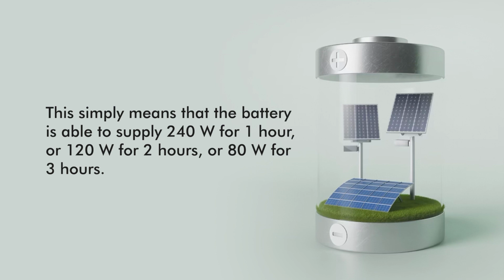This simply means the battery is able to supply 240 watt for 1 hour, or you can say 120 watt for 2 hours, or you can say 80 watt for 3 hours. In other words, if more energy is taken from the battery, it will discharge faster.